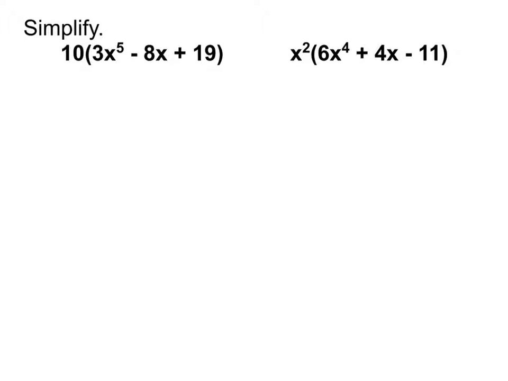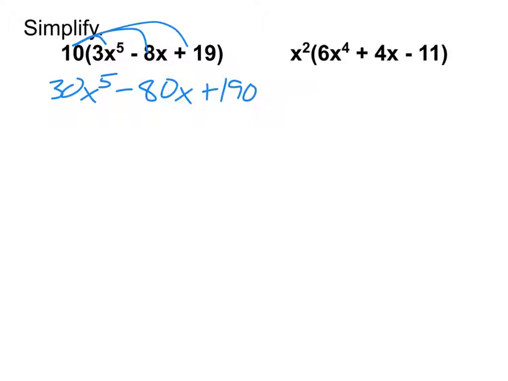So in order to simplify these, one of the parts of simplifying is to get rid of the parentheses. And we do that by using the distributive property here. And so for this first one then, I have to multiply that 10 into every single term. So for that first part, 10 times 3x to the fifth, that's going to be 30x to the fifth. Then I do the 10 times the minus 8x, so that's going to be a minus 80x. Then we do the 10 times 19, so that's going to be plus 190. And that's it. We're done.